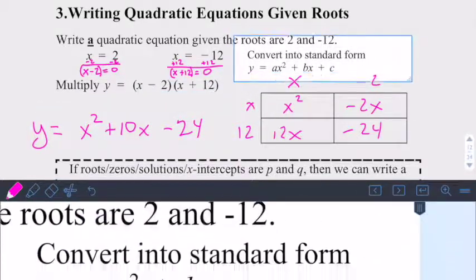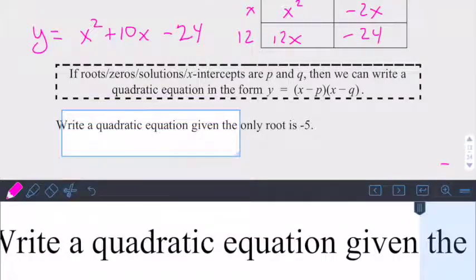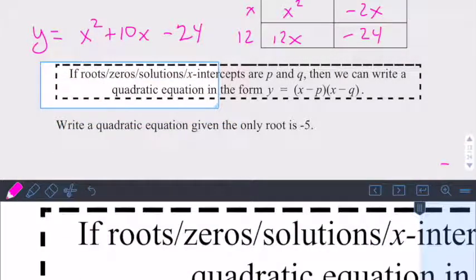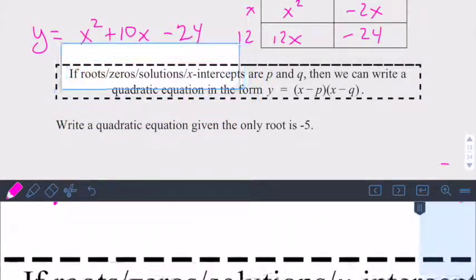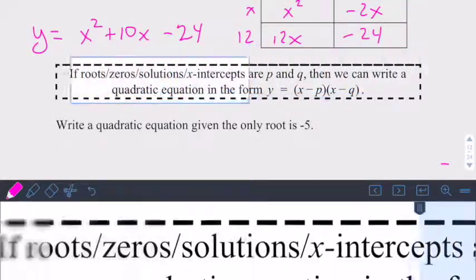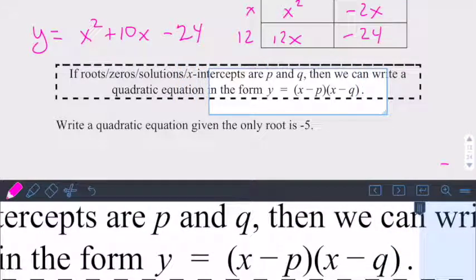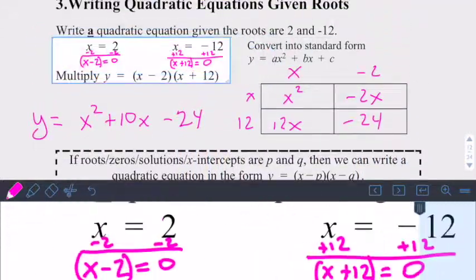So there it is in standard form. This would be our factored form. This is our standard form. So if roots, zeros, solutions, x-intercepts, all meaning the same thing, are p and q, then we can write a quadratic equation in the form x minus p, x minus q. You see how it's opposite because of that solving?